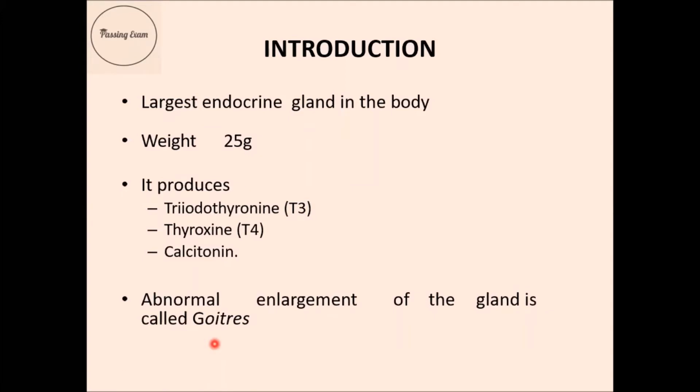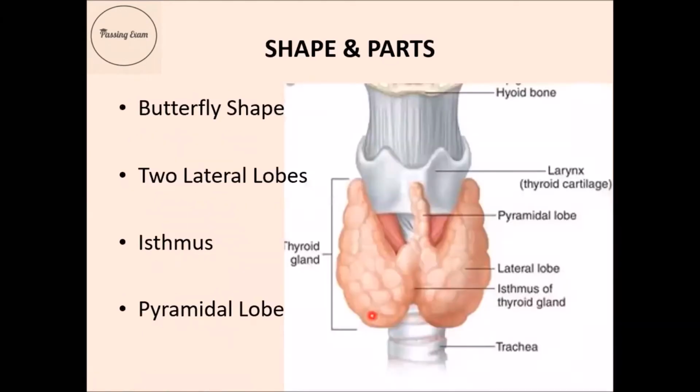Thyroid gland is the largest endocrine gland in the body, weighing around 25 grams, and it produces T3, T4, and calcitonin. An abnormal enlargement of the gland is called goiter. As you can see in this diagram, thyroid gland is butterfly in shape, which contains two lobes, right lateral and left lateral lobe. Both these lobes are joined together through the isthmus. The central part is called isthmus, and there is a pyramidal extension of the isthmus called pyramidal lobe.